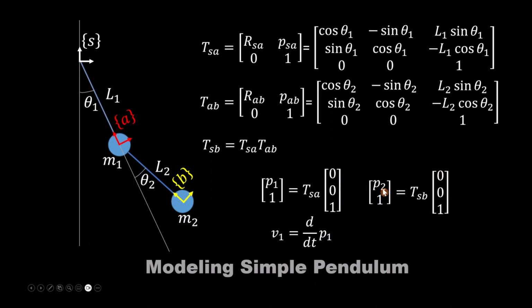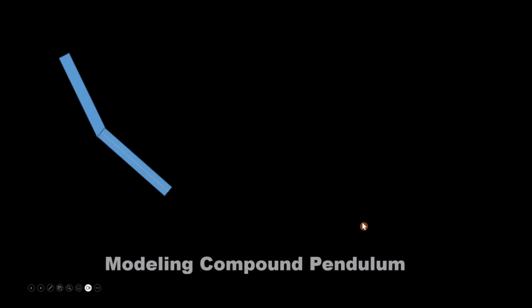Perfect. So now P2 is just going to be TSB of 0, 0. And that's because mass 2 is located at the origin, or 0, 0, of the B-frame. So we're transforming this guy all the way to the S-frame. So now P2 is just going to be the vector in the S-frame going from S all the way to B. Perfect. Now we can write V2 as just the time derivative of P2. So what we have are P1 and P2, V1 and V2, and all of these are 2x1 column vectors. Perfect. Now let's move on to the compound pendulum.